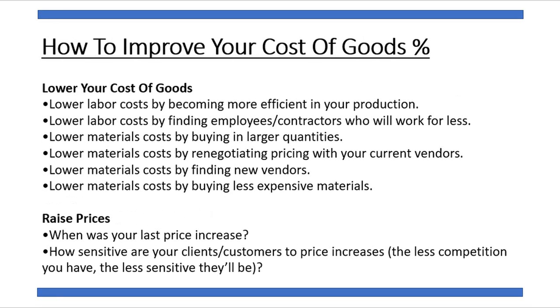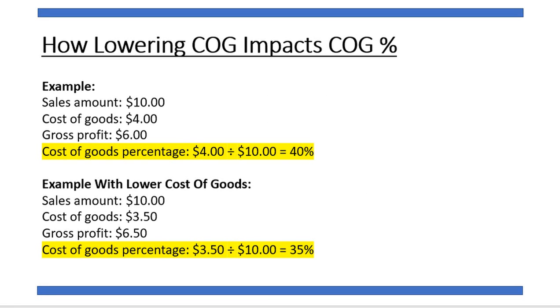So here are some ways to improve your cost of goods. You can really attack this from two sides. One is that you're improving the percentage. So the two ways that you attack this is you either lower the cost of goods and/or you raise the price of what you're charging for the product.